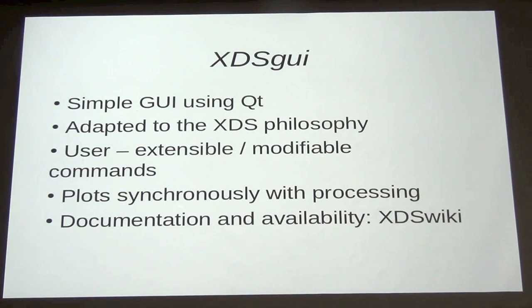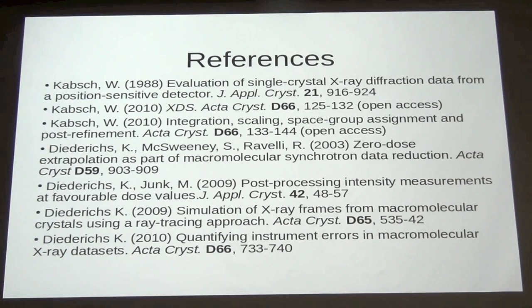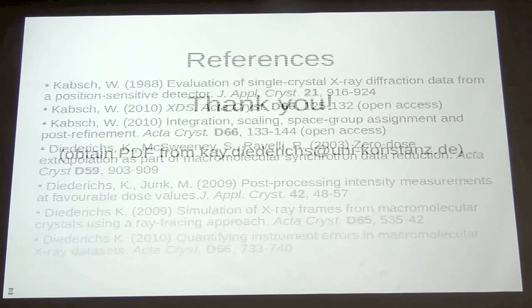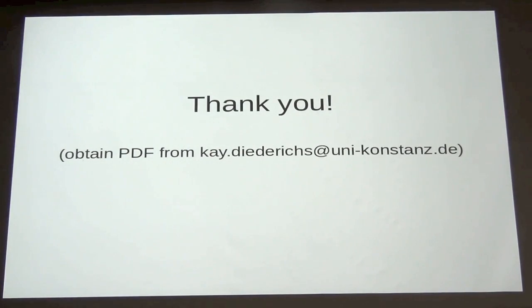And this provides you with the information that you get from the console output of XDS during data processing, and it produces plots synchronously at the same time with the processing. It's also documented in the XDS Wiki, and you can download it from there. So some references, I think, yeah, I can send you the PDF from this talk if you like.